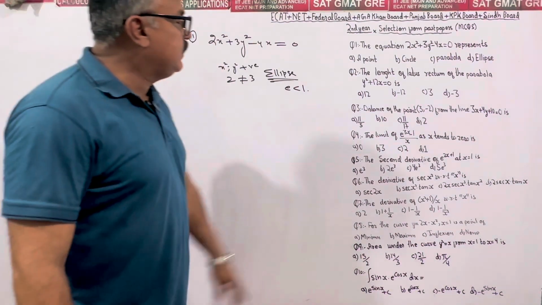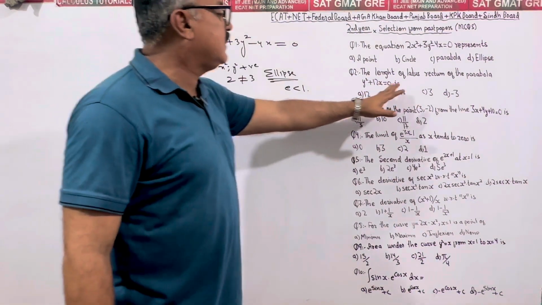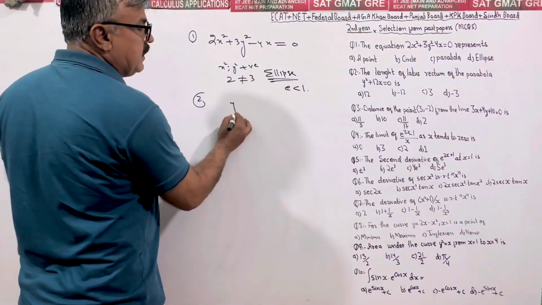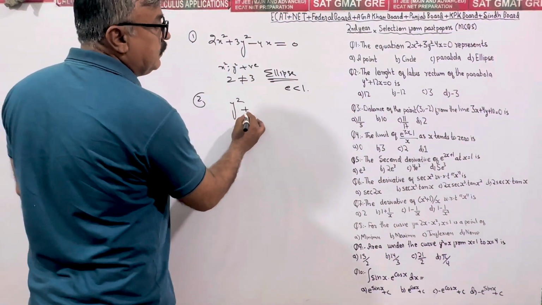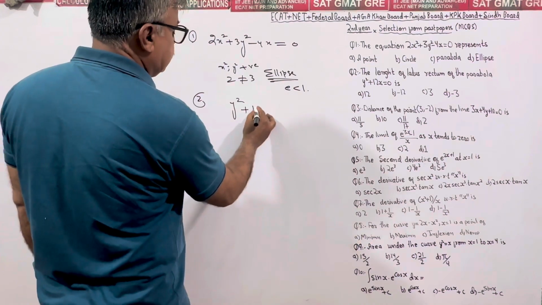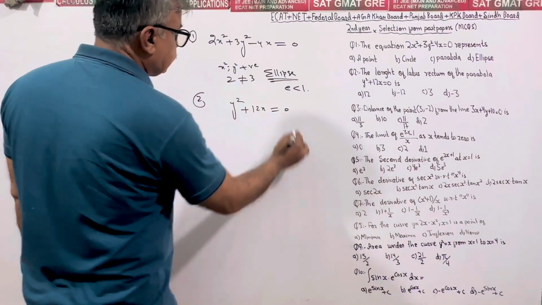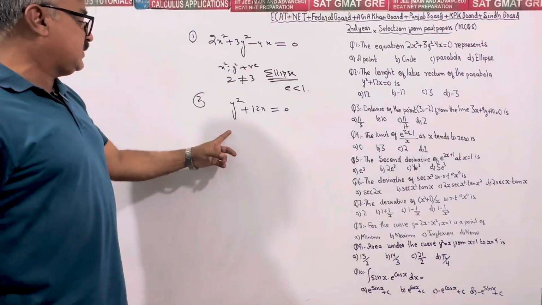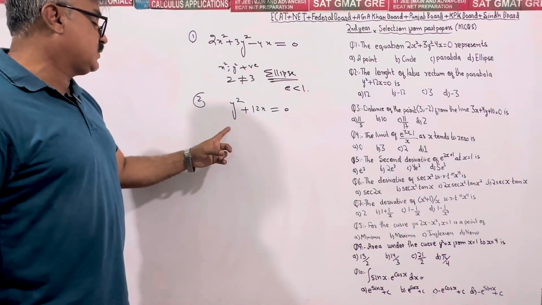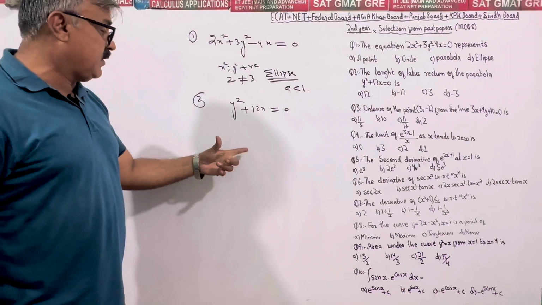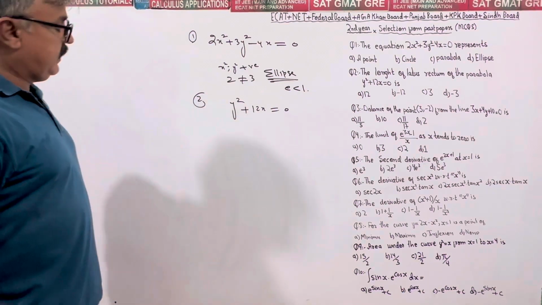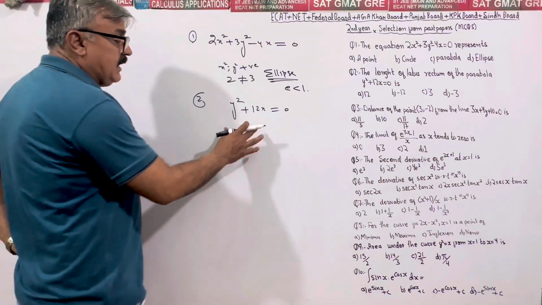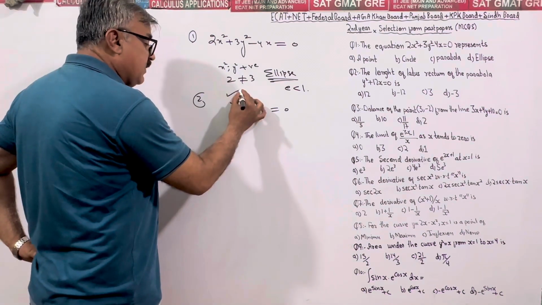Moving to question number 2: the length of the latus rectum of the parabola y square plus 12x is equal to 0. To identify the equation of a parabola, either x has a square or y has a square, not both. This is the equation of a parabola. The focus direction lies along the x-axis. We are asked to find the length of the latus rectum. Square in y.